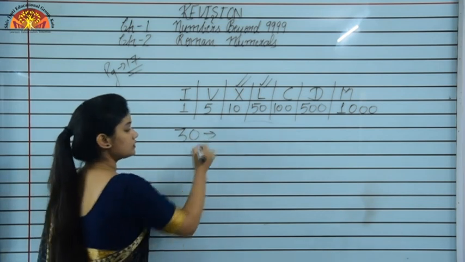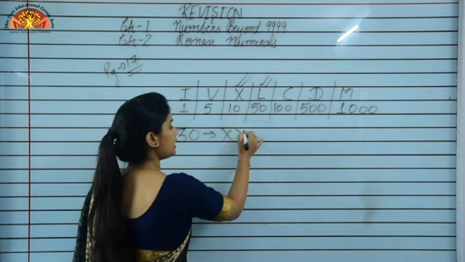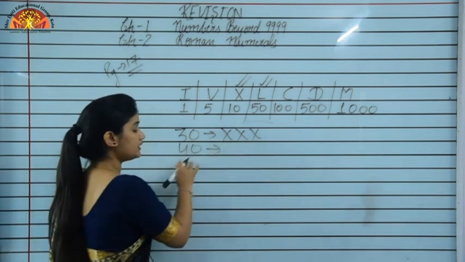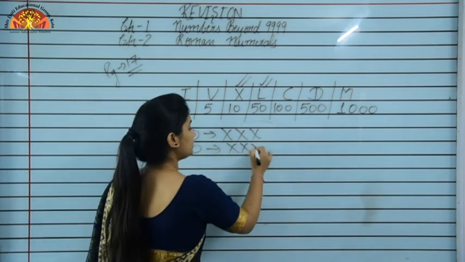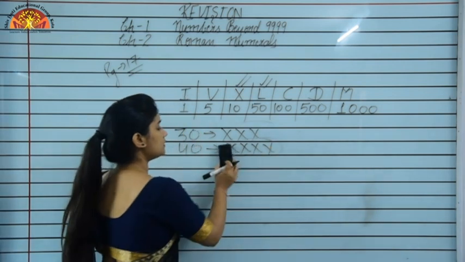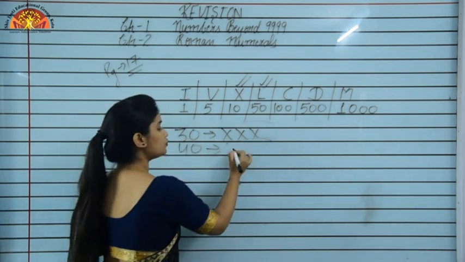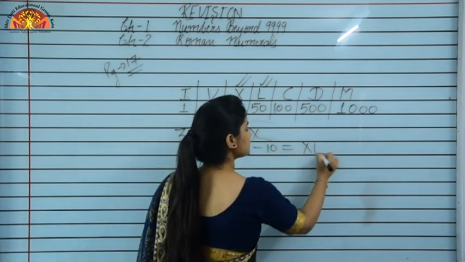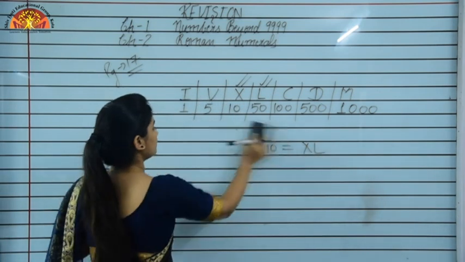Suppose we are writing 30. So how can we write it? Triple X. But suppose I am writing 40. To write this 40, we cannot write like this. This is the wrong answer. We have to do 50 minus 10, that will be XL. Understood?